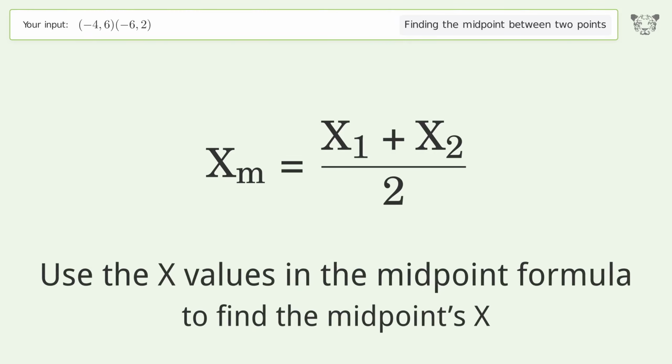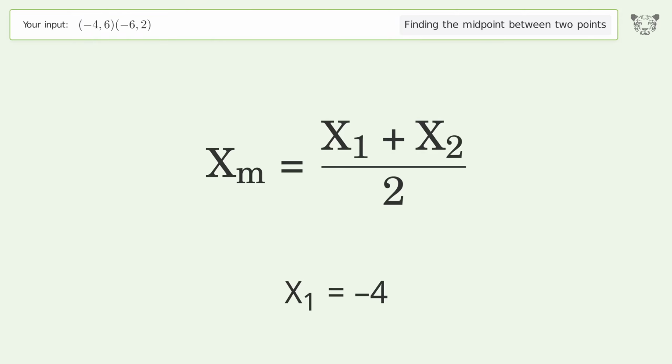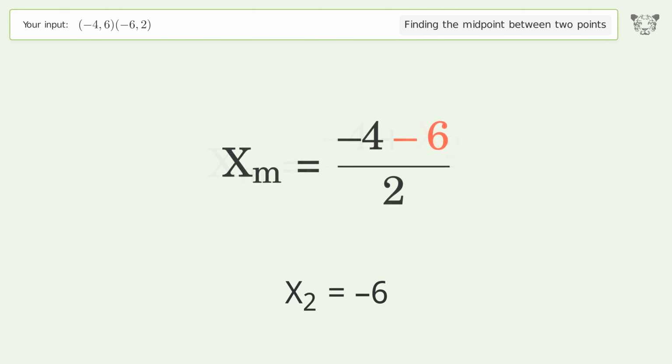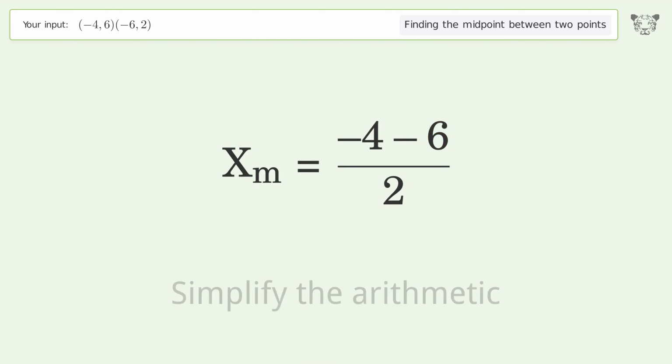Use the x values in the midpoint formula to find the midpoint's x. x1 equals -4. x2 equals -6. Simplify the arithmetic.